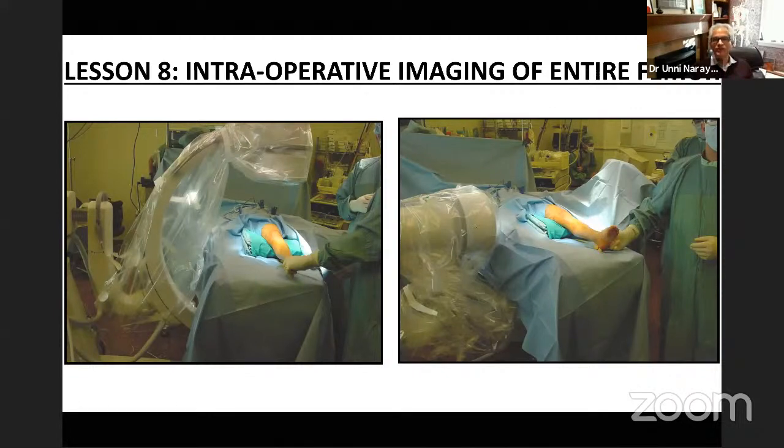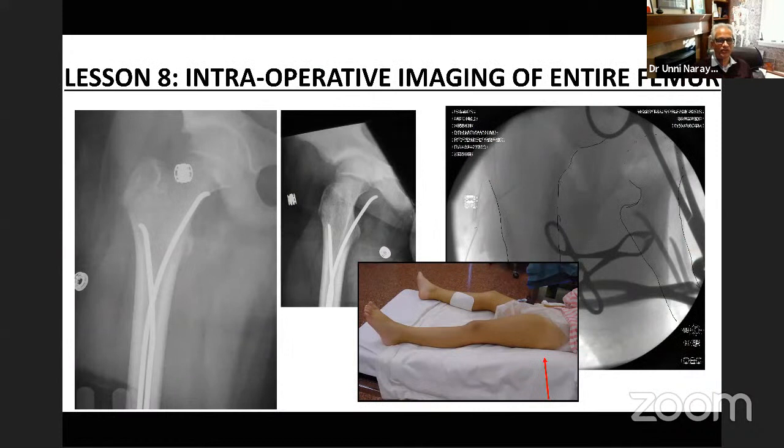Lesson 8, intraoperative imaging of the entire femur is important. Here's an example of an AP X-ray that looks comforting, but you can see the overlap with the cortex here. The lateral view shows that the nail is outside the bone.